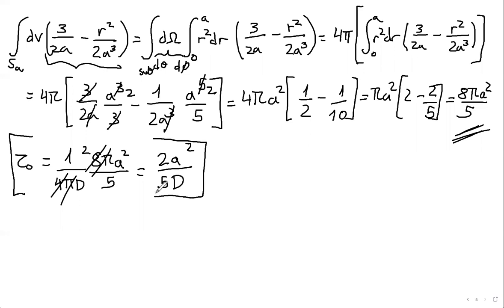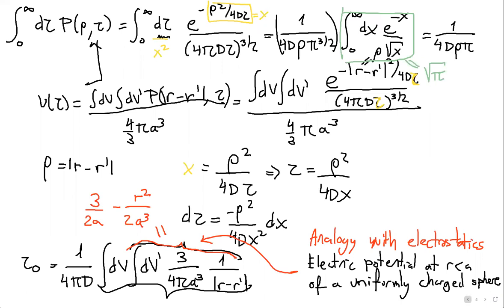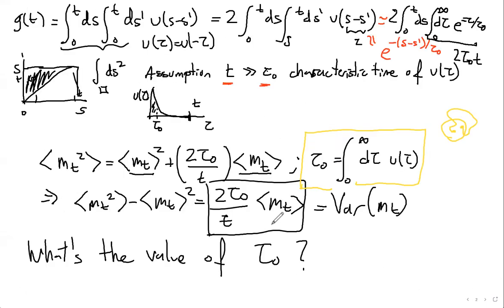You see that the units make sense because the diffusion coefficient goes like length squared divided by time. So this formula makes sense in terms of the dimensions. So we arrive at the result we wanted, tau 0. We wanted to compute this one, and now we know it.